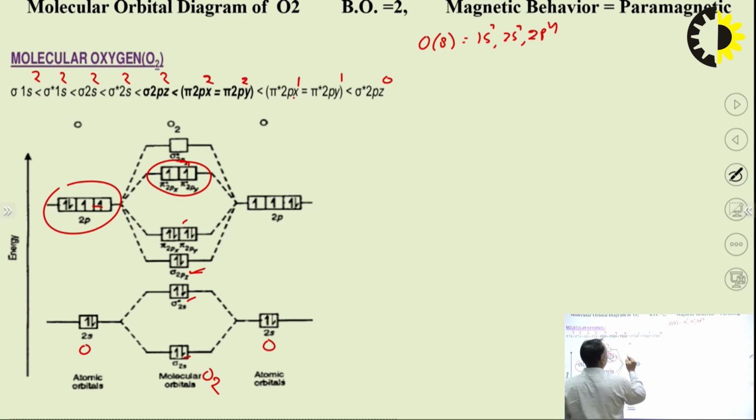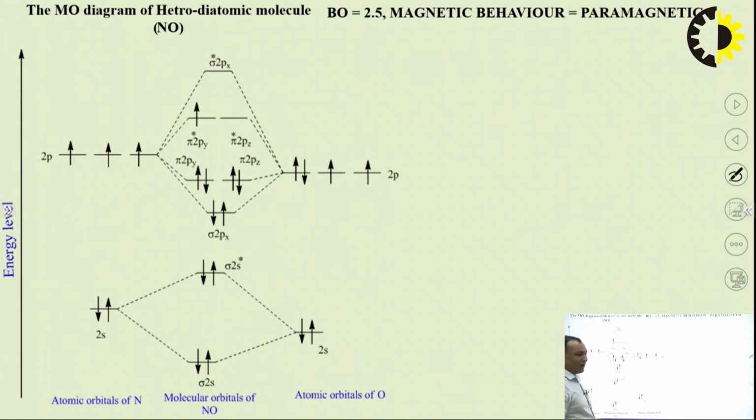So the nature of oxygen is paramagnetic. In case of NO, this is a heterodiatomic molecule. There is a big energy difference between oxygen and nitrogen.